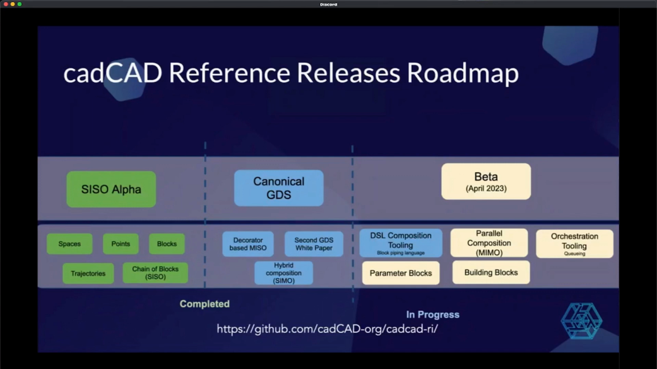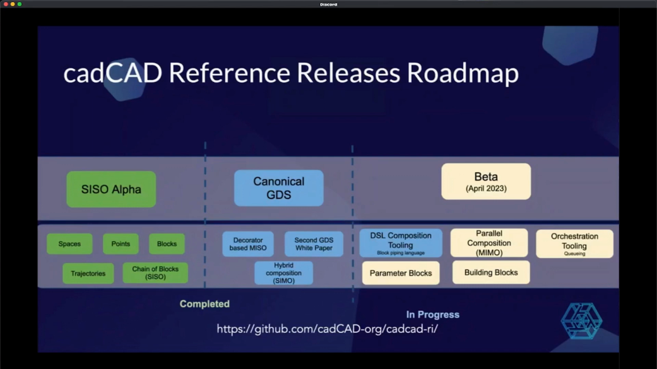There is a second GDS white paper that will be published pretty shortly that Zargam and Jamshid are working on. This will be the second of, I think, 3 that they're planning for the series. We're also working on the domain-specific language composition tooling, which is a way to do a block piping language so you can specify how blocks are piped.